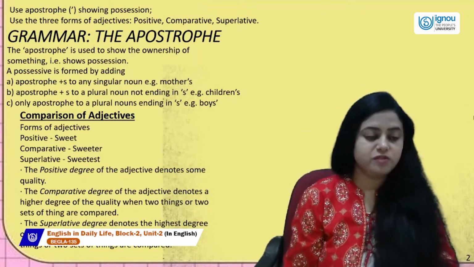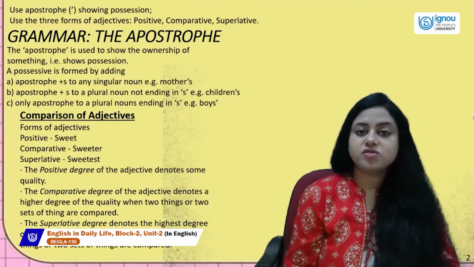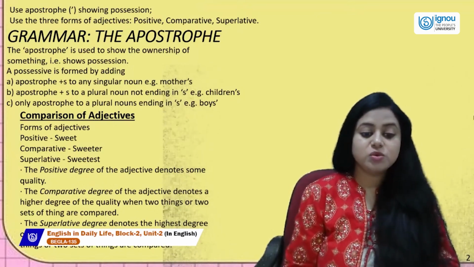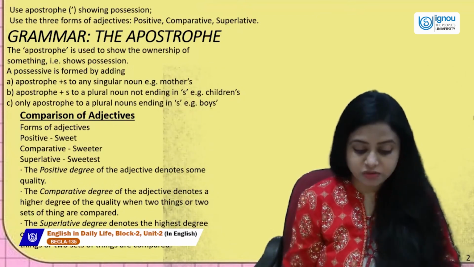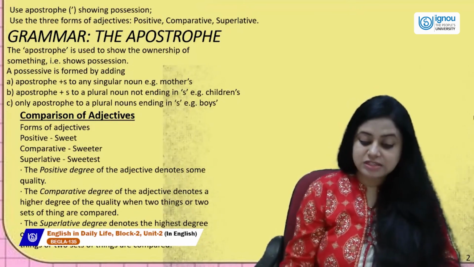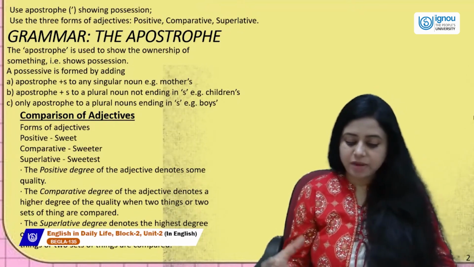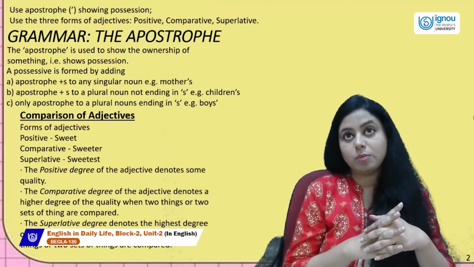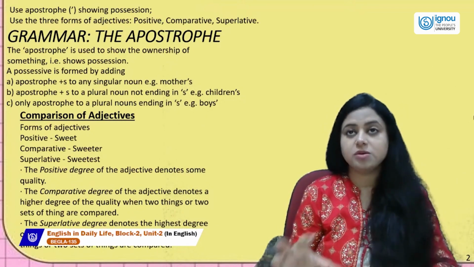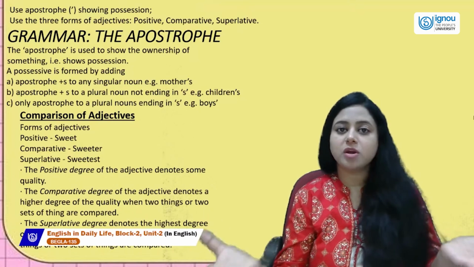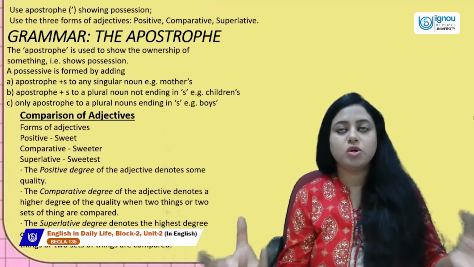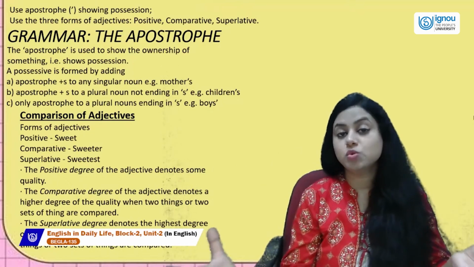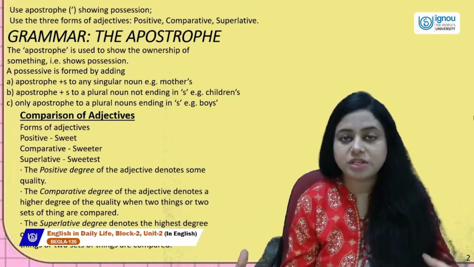Now, superlative, the third degree. The superlative degree denotes the highest degree of the quality and is used when more than two things or two sets of things are compared. So it is the highest degree. When we were comparing two things, it was comparative. When you're comparing more than two things or two sets of things, then it becomes the superlative degree.